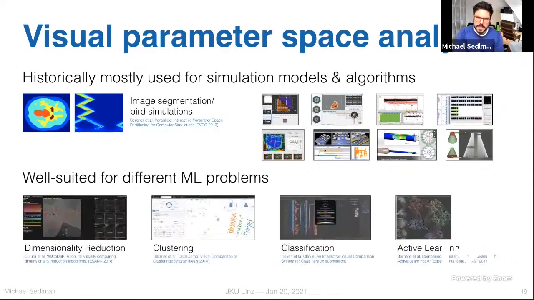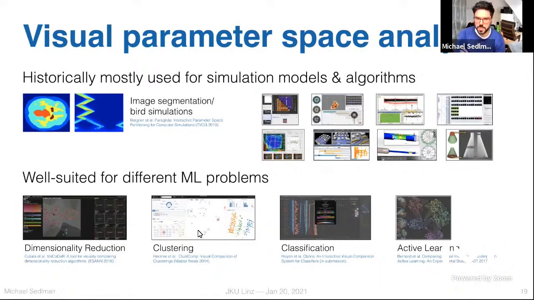So what we did in the last 10 years is really look at how we can use that approach for machine learning models. I showed you that we can use it for dimensionality reduction, but you can also use it for many, many other machine learning models because most of them are essentially also input-output models. We can sample them. So we use them for clustering. In fact, this was the first thing that we did some 8, 9 years ago.